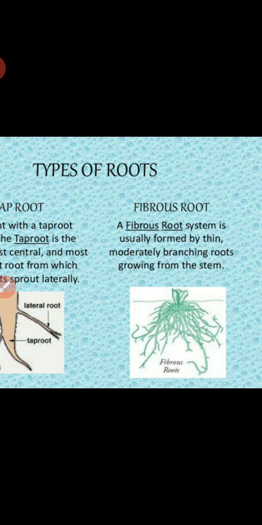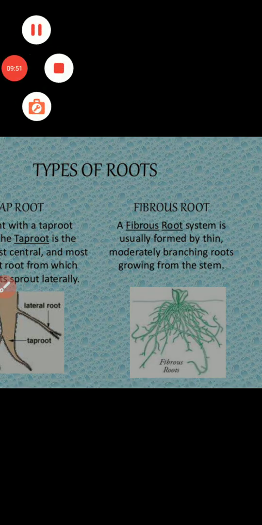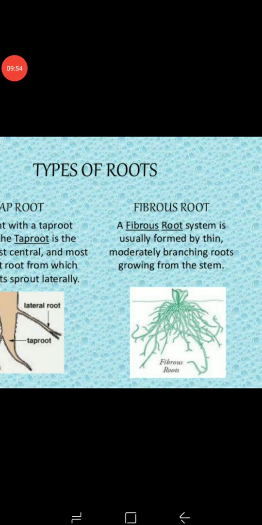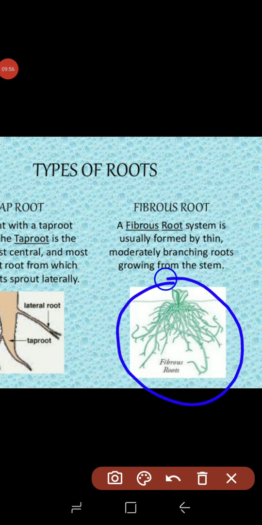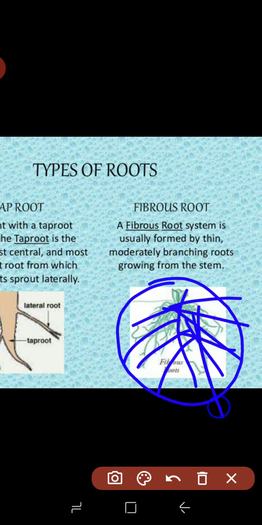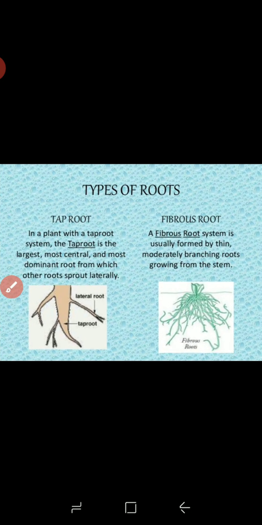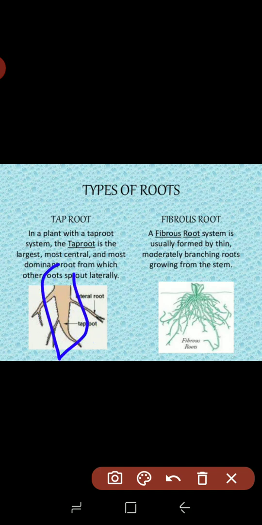When you pull the plant out of the earth, you can see the structure of the roots. If you see this kind of structure, that is a fibrous root. So these are known as the fibrous roots. And when you see this kind of structure, these are the taproots.